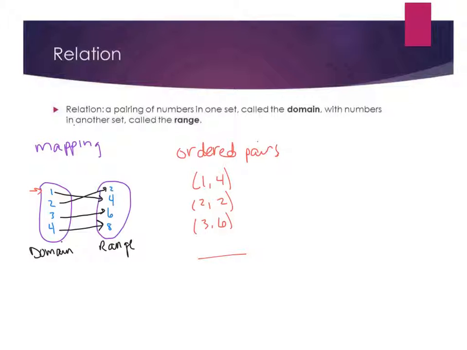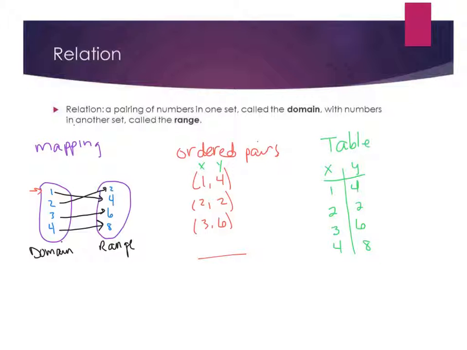Another way to represent a relation is with a table. So I can use these same numbers, and this table is also called a T-chart. And so now I'm going to introduce two variables, an X and a Y, because if you remember from an ordered pair, that's what these are, right? X's and Y's. So then my table is 1, 4, 2, 2, 3, 6, and 4, 8. And that's my table.